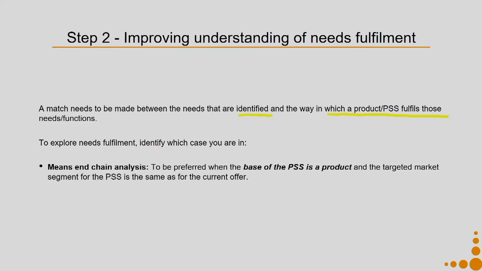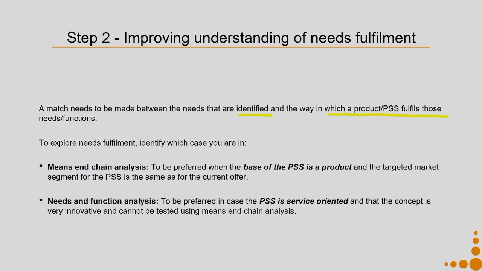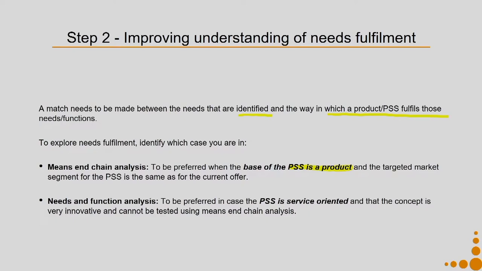You can either do a means end chain analysis, or you can do a needs and function analysis. So what's the difference? Means end chain analysis is to be preferred when the base of the PSS is a product. You remember when we were talking about the types of PSS, we said there are three types: product oriented, service oriented, and result oriented. So when I am in a product oriented PSS, and my target market segment for the PSS is the same as the current offer from the company, then a means end chain analysis is good enough.